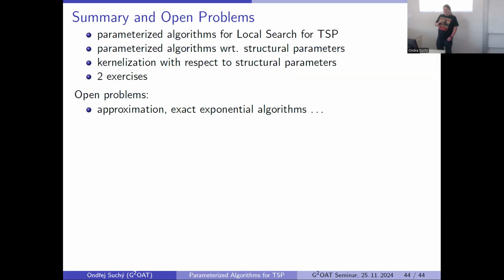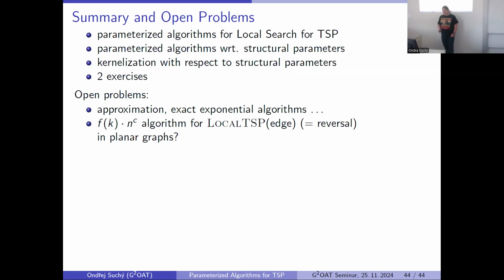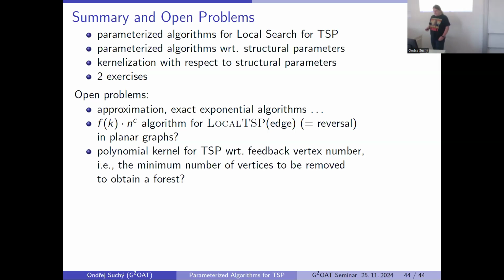So there are open problems concerning approximation. If you could improve Christofides approximation by more than a tiny epsilon, then people would be interested. If you could improve Held-Karp dynamic programming, people would be interested. But concerning our parameterized algorithms, we still don't know whether there is an FPT algorithm for local search with respect to the edge neighborhood in planar graphs. We don't know whether this is possible or not.